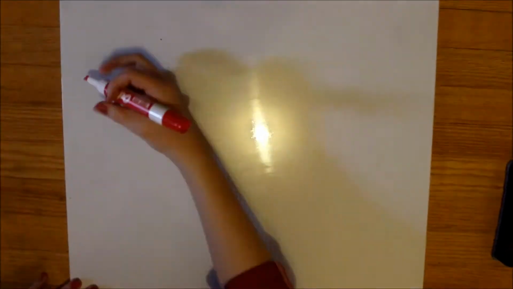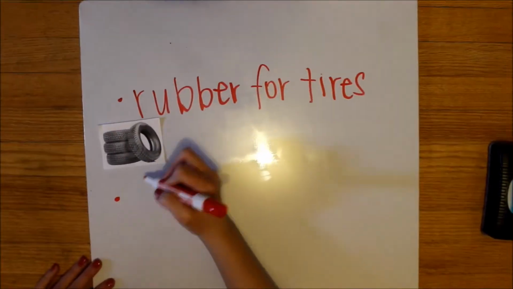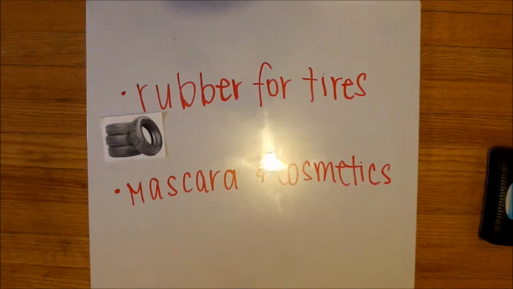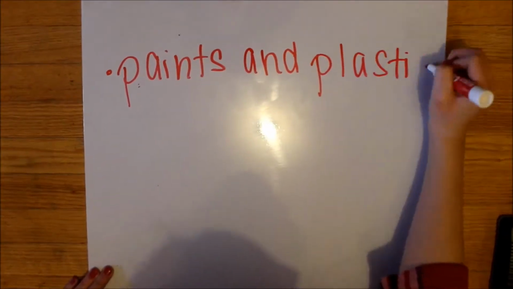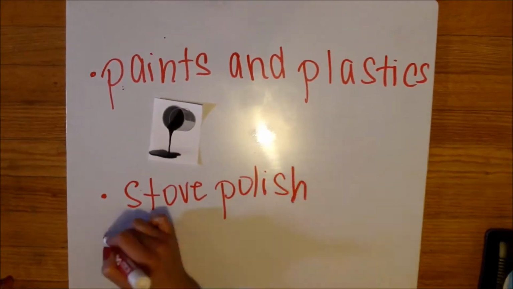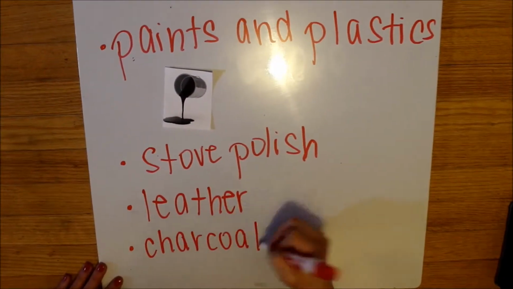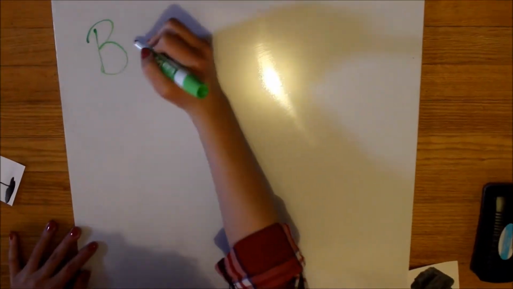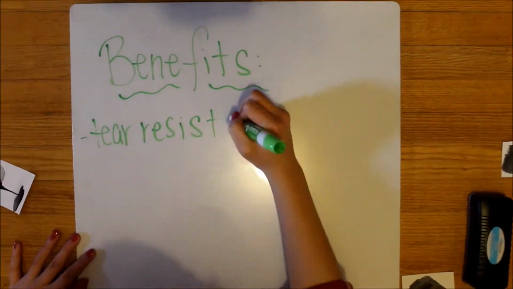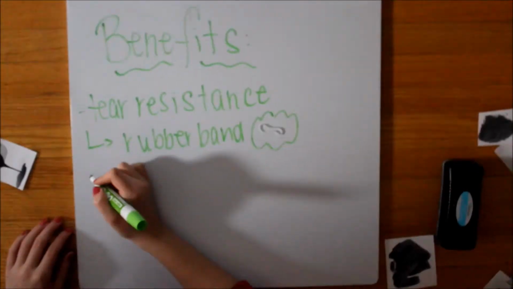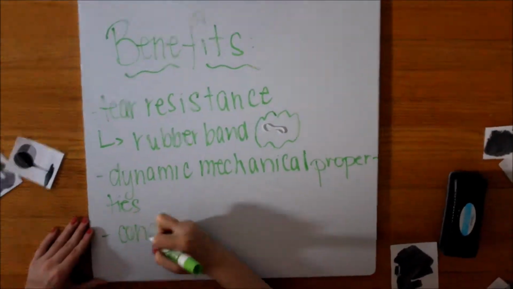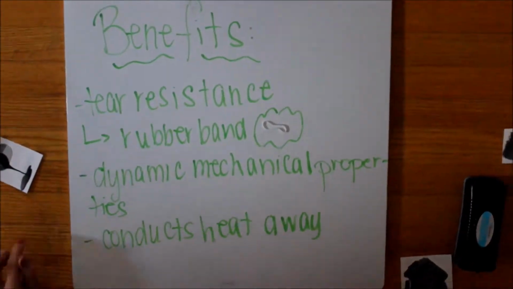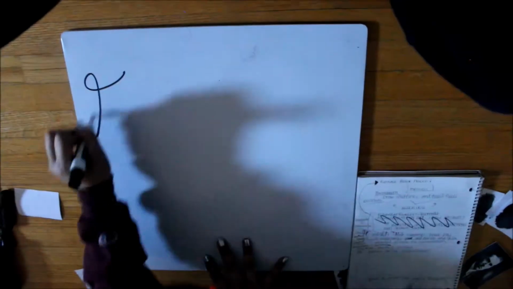And as for the uses, carbon black can be used in many different ways, such as rubber for tires, mascara, and cosmetics, paints and plastics, stove polish, leather, and even charcoal. Its benefits include tear resistance like a rubber band, dynamic mechanical properties, it conducts heat away, and is also somewhat stable because it doesn't react with oxygen and water.